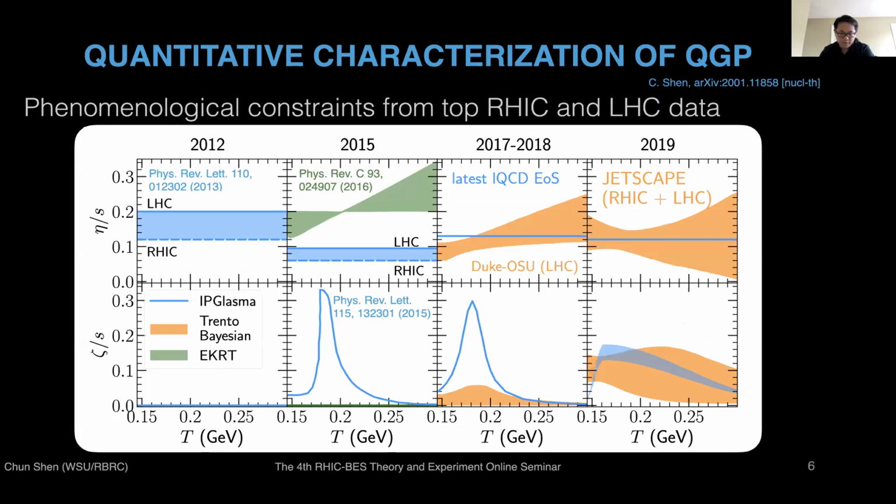Before I do that, there's also a collective effort in the community to impose phenomenological constraints on the transport properties of the quark-gluon plasma, mostly at top RHIC and LHC energies, where the phenomenological studies are most extensive. So here is the yearly progress of the constraints on the transport properties of the quark-gluon plasma, namely the shear viscosity and specific bulk viscosity, as a function of year.